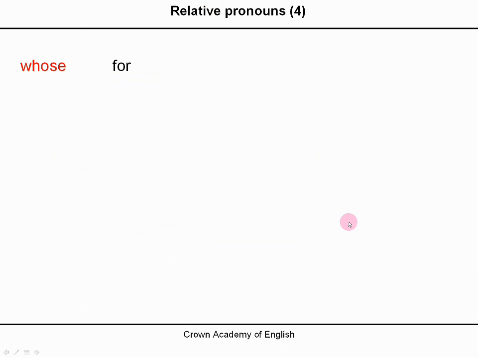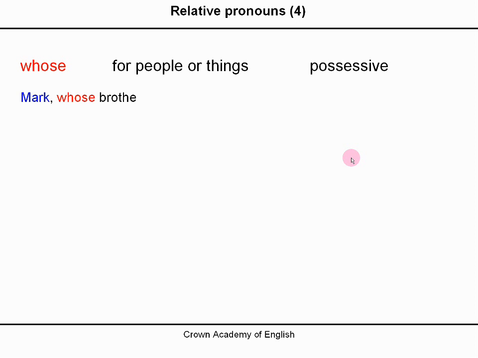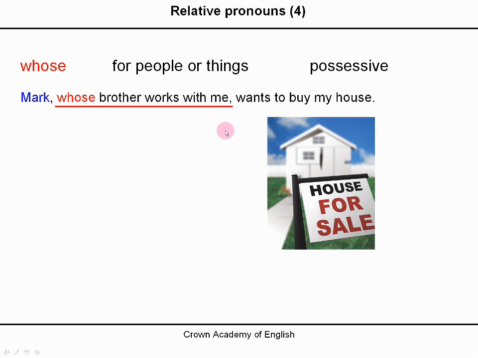Whose. This is for people or things. And it is a possessive. It describes possession of something. Mark, whose brother works with me, wants to buy my house. So this is the non-defining relative clause. And this is the relative pronoun, whose.